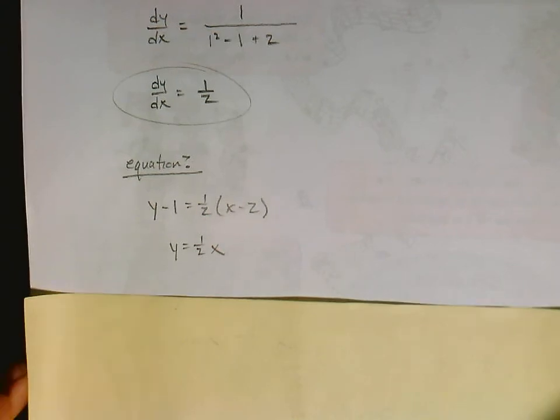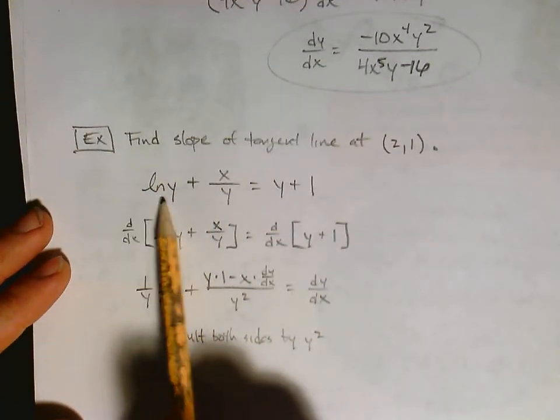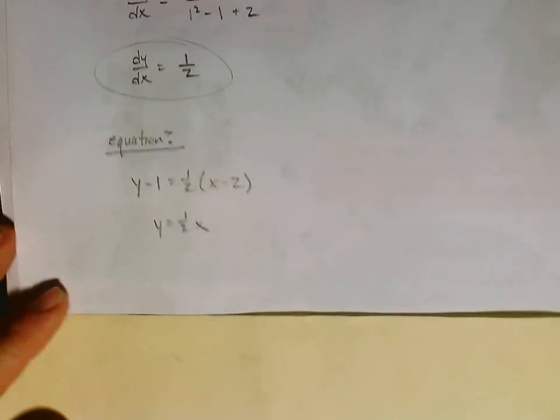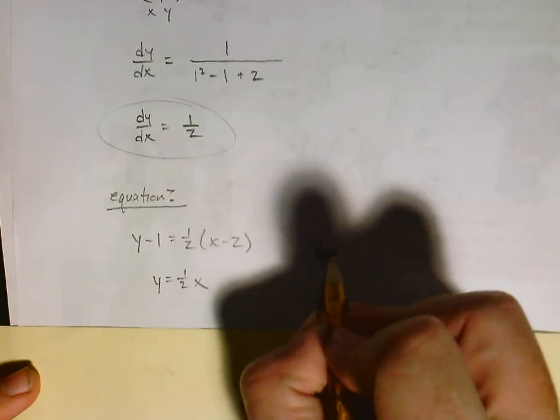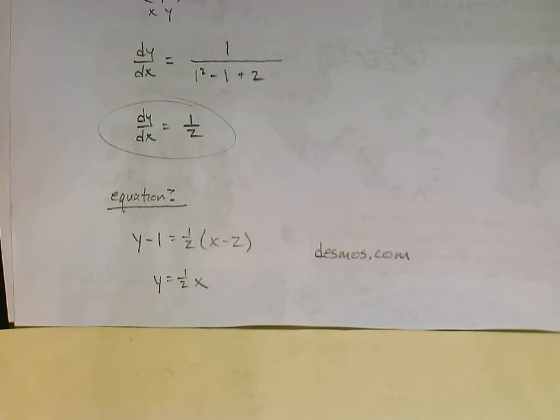What I encourage you to do, and what I would do for us if we were in class together, go back, graph this in Desmos: natural log of y plus x over y equals y plus 1. And also graph the equation of that tangent line, y equals 1/2 x, and you'll see it pass through the point (2, 1) and be tangent to the graph there. I don't think that's enough for me to warrant an entire video to just do the one problem, but I encourage you guys to do it on your own. Desmos.com, free online graphing calculator, very nice.